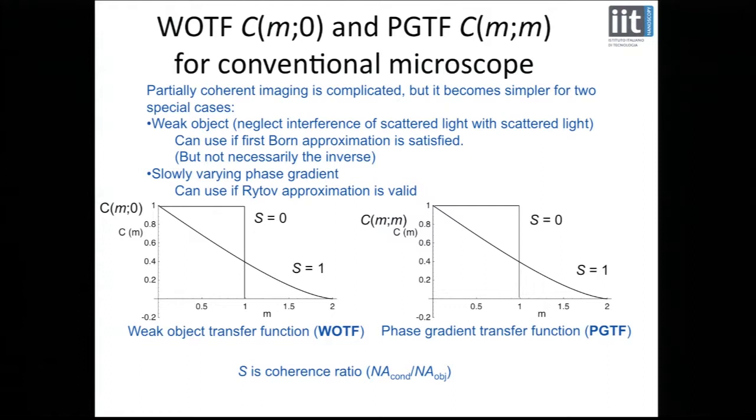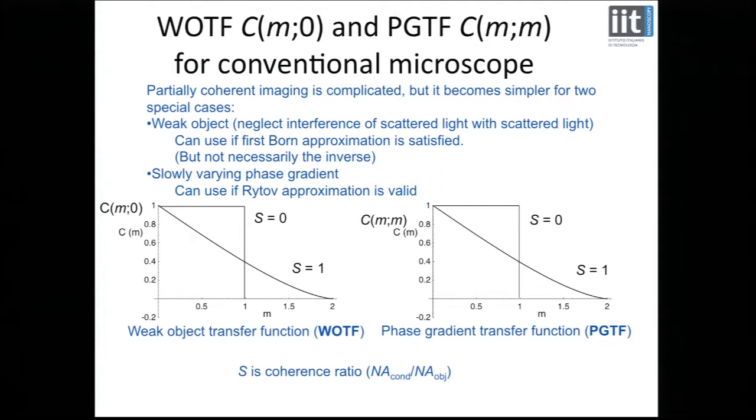One is, you see now I'm down to just one quantity. This is just in the x direction, but I'm also putting p equals zero. So this thing is what I call the weak object transfer function. This is going to apply for a weak object. So everything becomes much simpler if you look at weak objects.